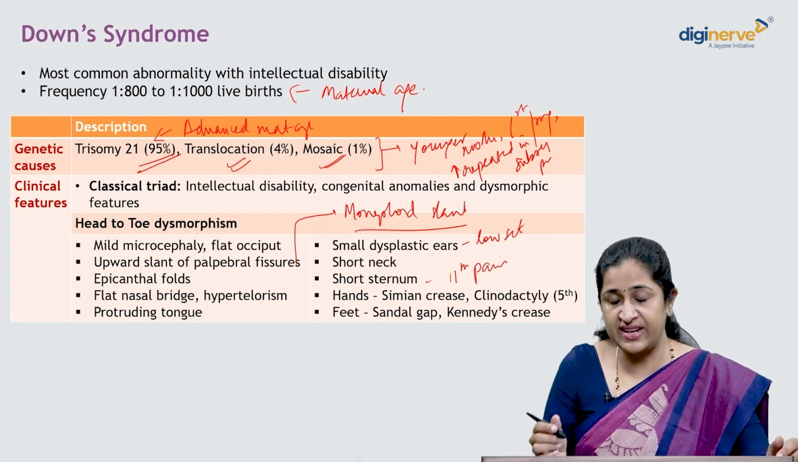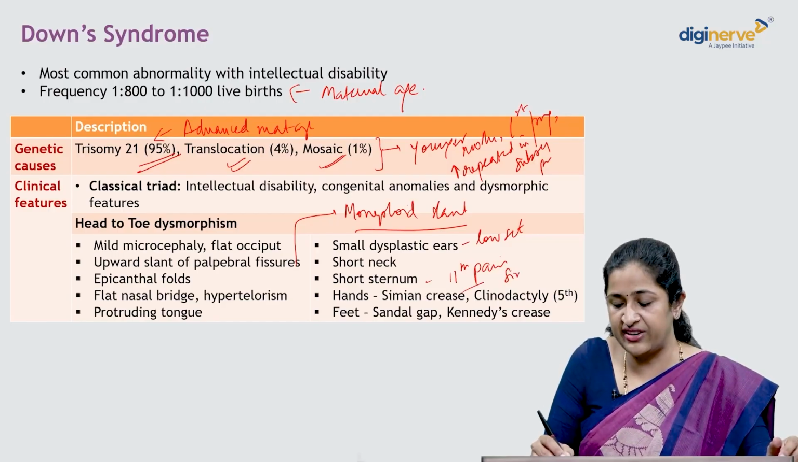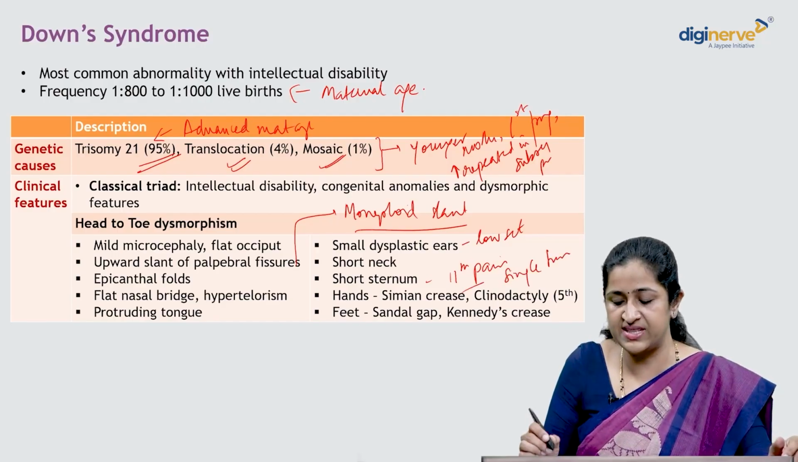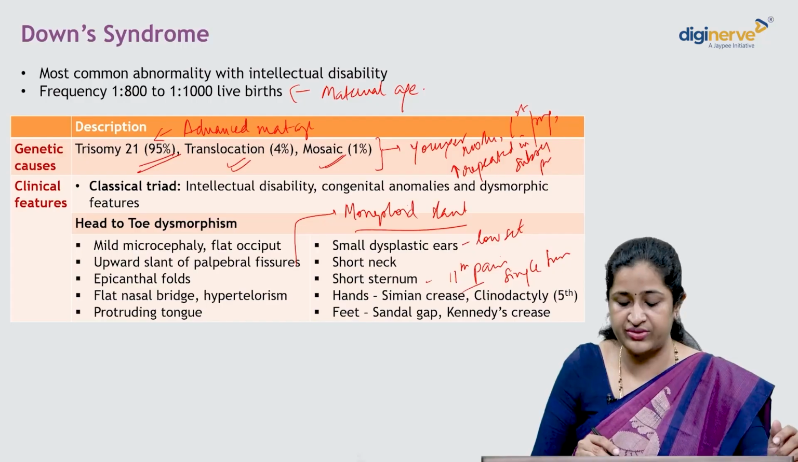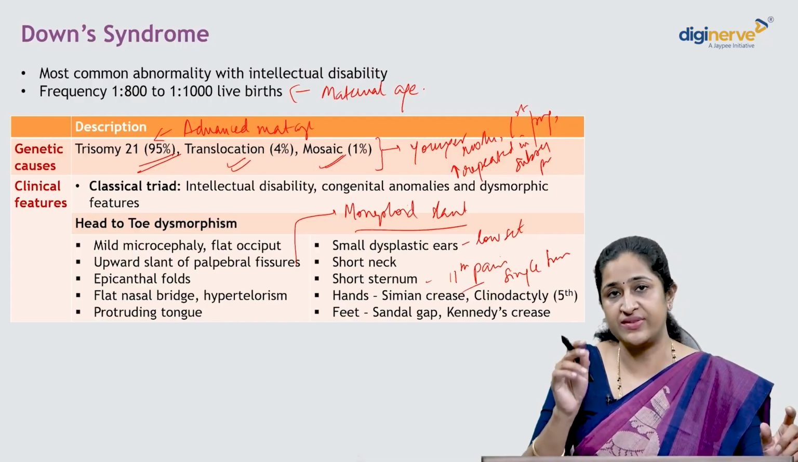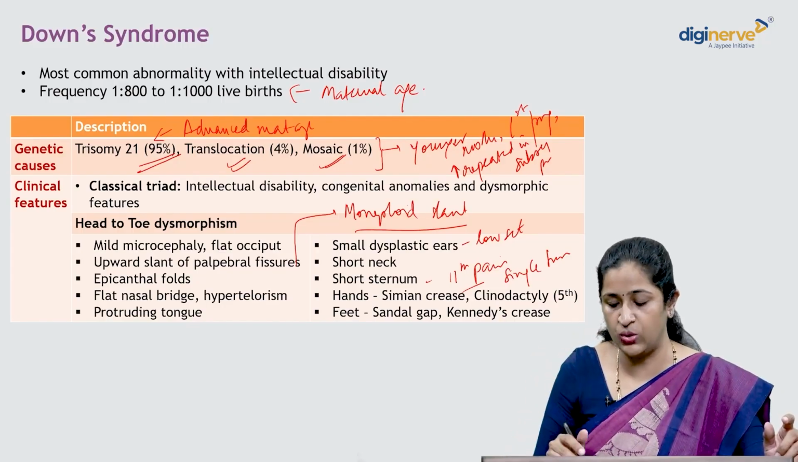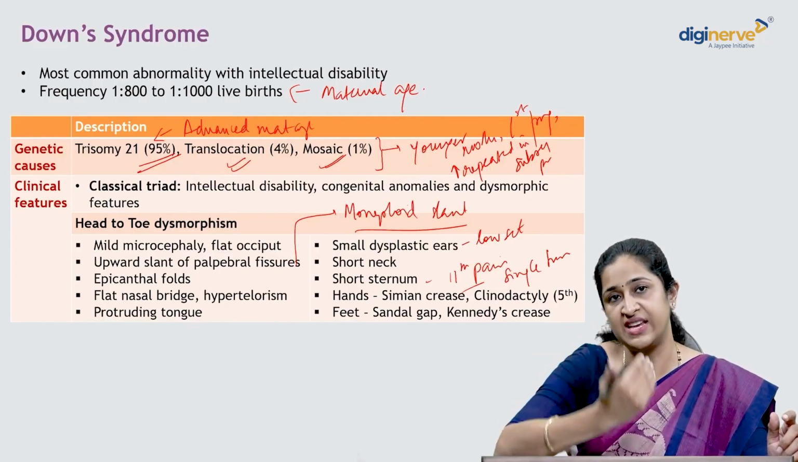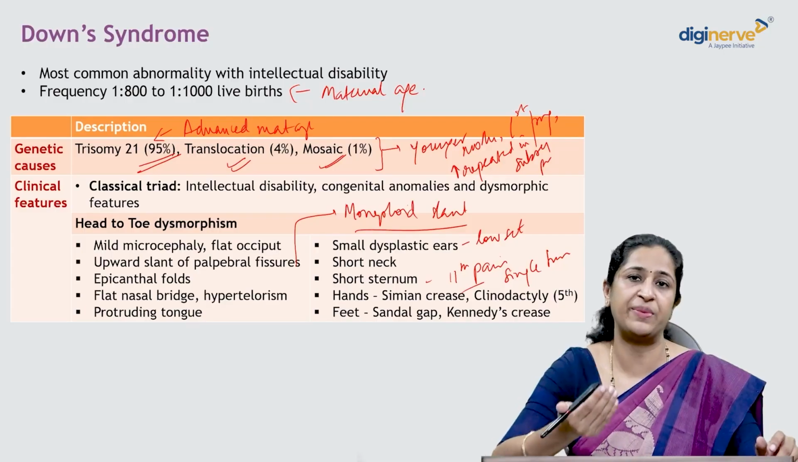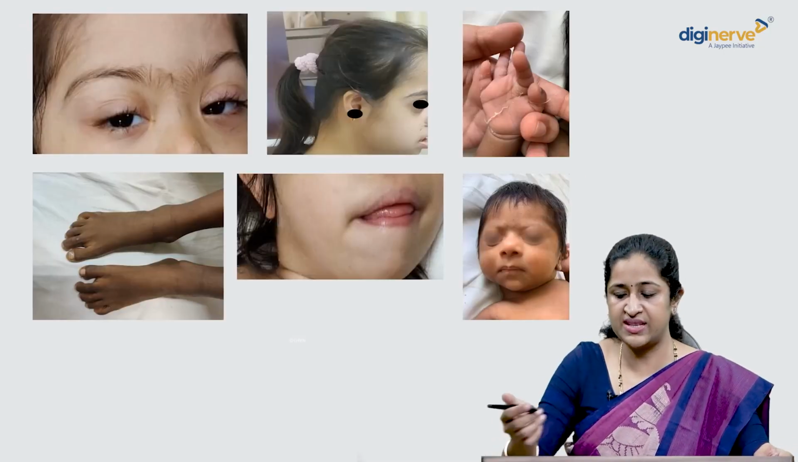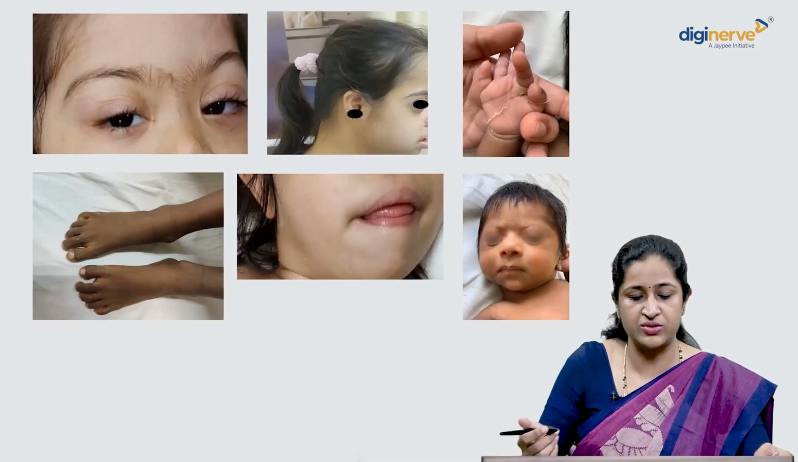You have the simian crease in the hand, which is the single transverse palmar crease. You have clinodactyly of the fifth finger. In the feet, you have sandal gap, which is increased gap between the great toe and the next toe. The Kennedy's crease is the crease which follows beyond the sandal gap into the sole. And these are all the pictures of various children with Down syndrome.